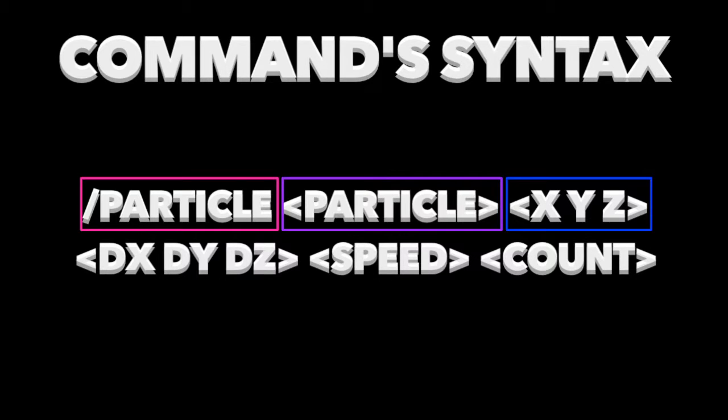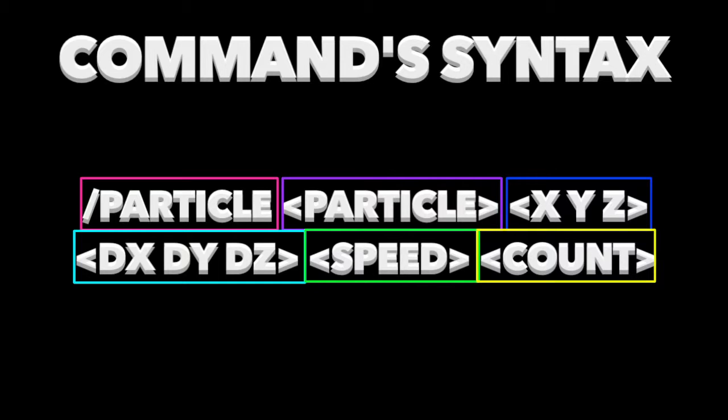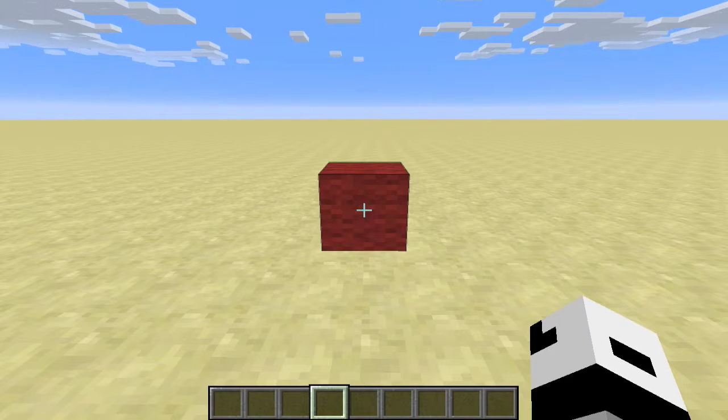Then you have to add the coordinates where you want your particles to spawn. And then XD, YD, and ZD are used to change the width and height of your particles, but we'll go over that in a moment. Then you have speed, which allows you to change the speed at which your particles will behave. And then count, which allows you to set how many particles you want to spawn. Most of the time you'll want to spawn a few of them because only one is not enough. So let's do a few examples.